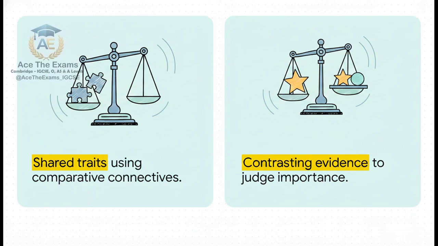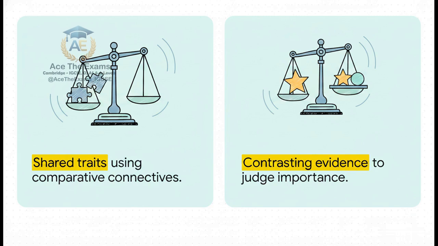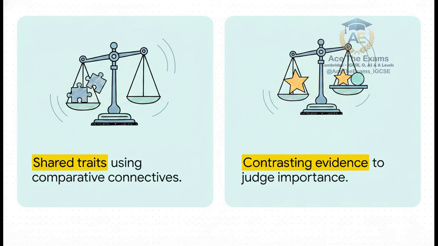True comparative analysis requires explicit evidence for both sides, joined by comparative connectives. You must weigh the contrasting evidence to determine its relative importance. You can't just say, this one is formal and this one is informal. You must say, while text A uses formal terminology to establish authority, text B relies on informal colloquialisms to build rapport, which is a significant difference because... do you see the difference there? That is how you clear the debris.